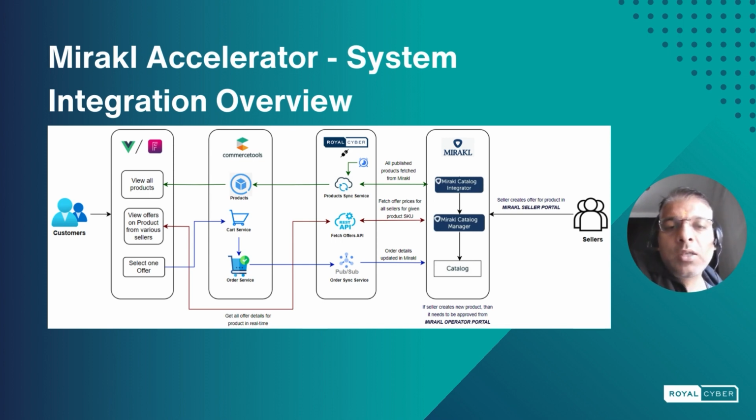Now, once the user has selected the offer for the given product of their interest, they'll go ahead with the checkout and order process, right? And as soon as the order gets created, it will get synced into the Miracle system using the Royal Sabre accelerator. We can see the service there for the order sync as well.